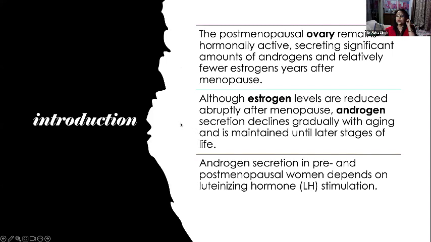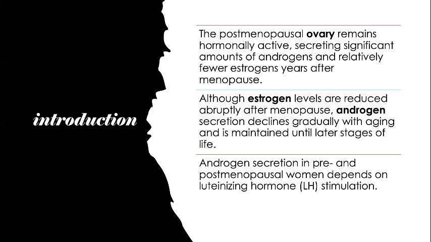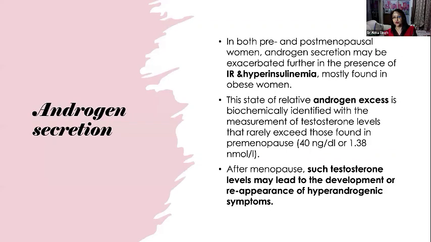Okay, the postmenopausal ovary remains hormonally active, and it secretes a significant amount of androgens and fewer estrogens years after menopause. Although the estrogen levels are reduced abruptly after menopause, androgen secretion declines gradually and is maintained until the later stages of life. So androgen secretion in postmenopausal women depends on the luteinizing hormone.